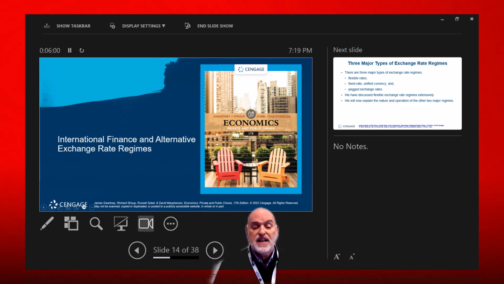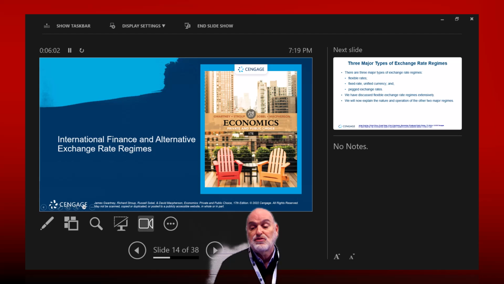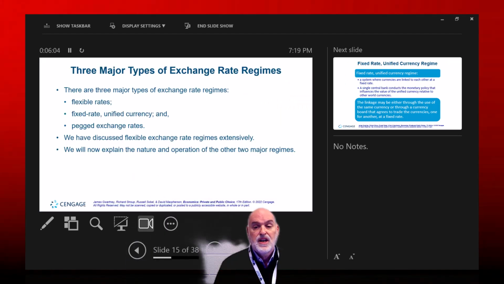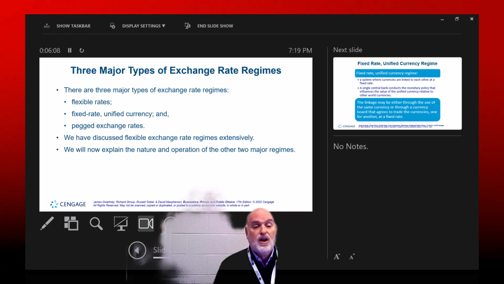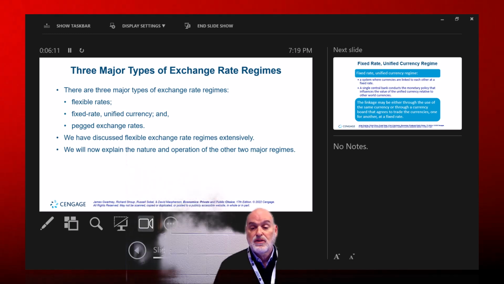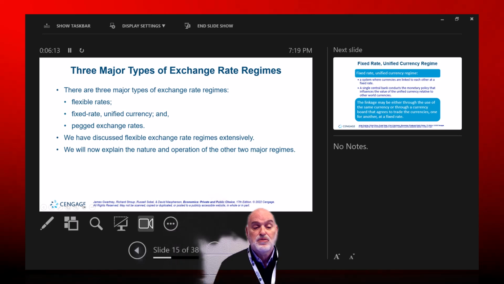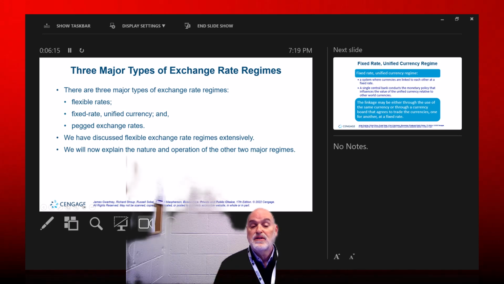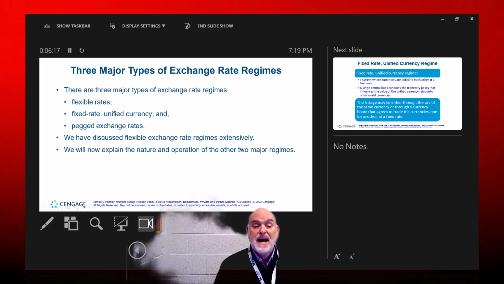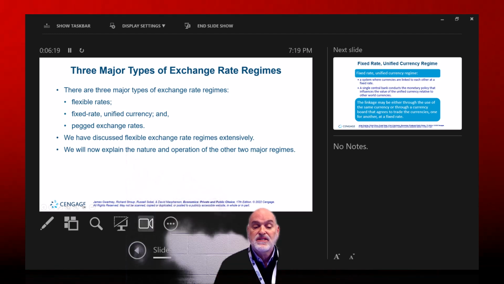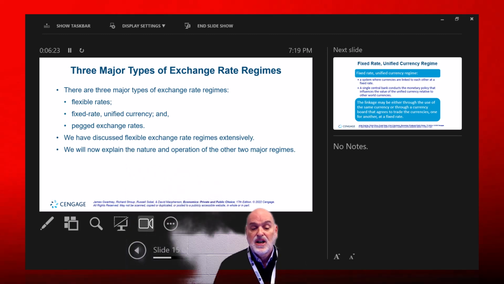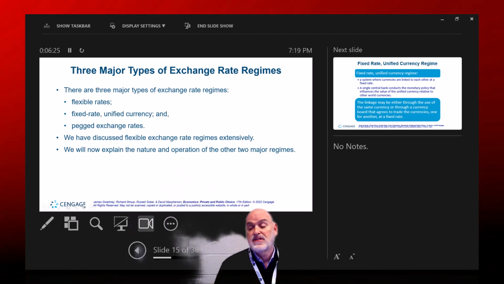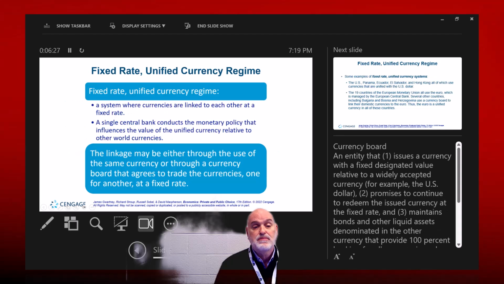International finance and alternative exchange rate regimes. There are 3 major types of exchange rate regimes. We have flexible rates, fixed rate unified currency, and pegged exchange rates. We have discussed flexible exchange rate regimes extensively. We will now explain the nature and operation of the other 2 major regimes.